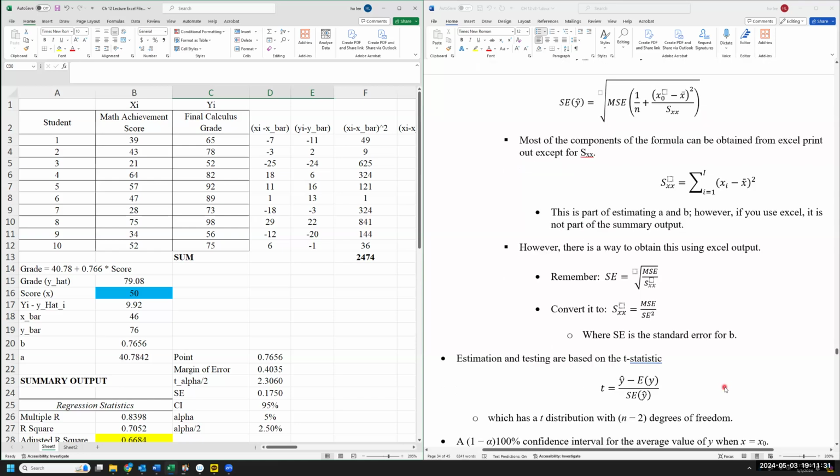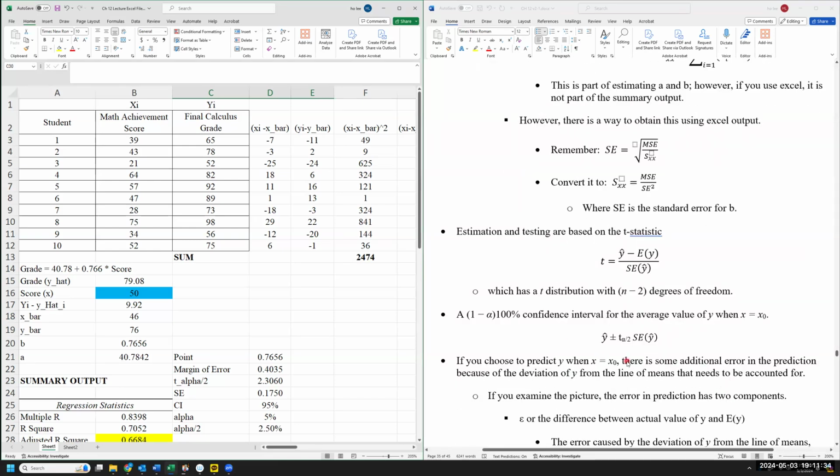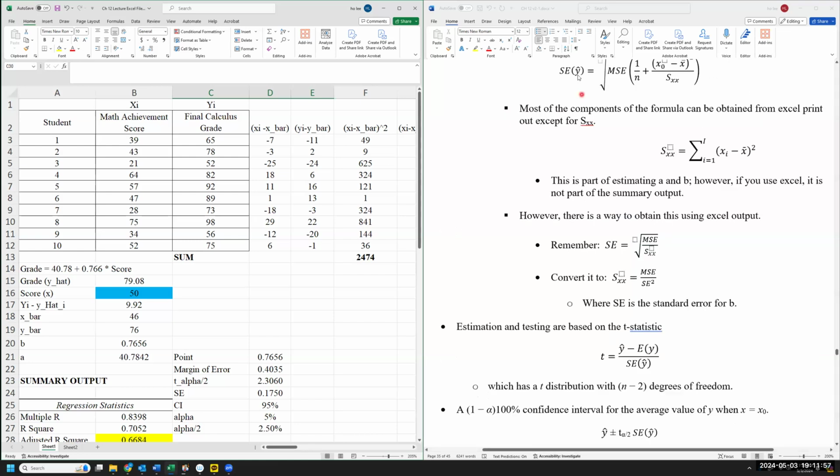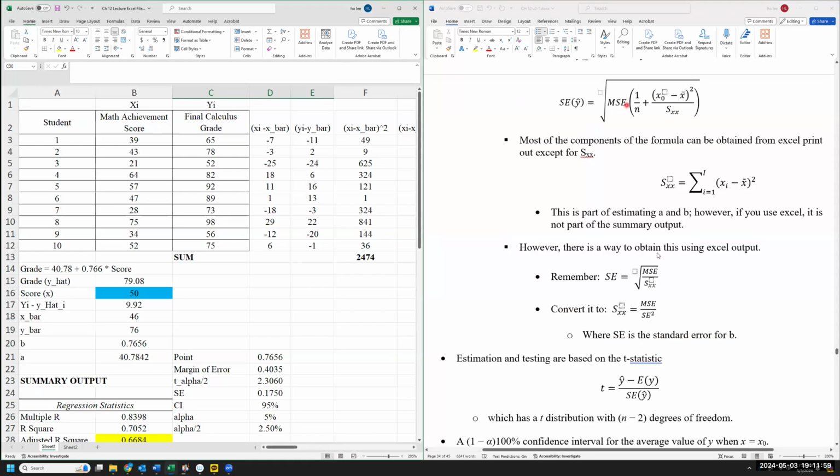And the confidence interval when you're doing estimation is always equal to the point estimate plus or minus the margin of error. The point estimate is y hat. The margin of error is t of half alpha times the standard error. It's always the same. Standard error of what? Y hat, which is, again, this complicated formula.